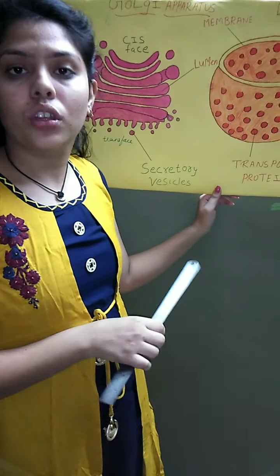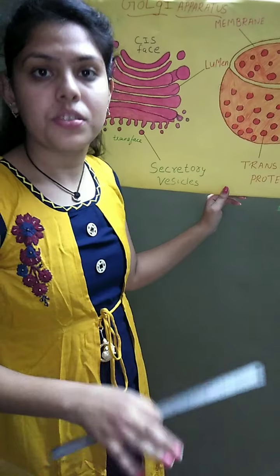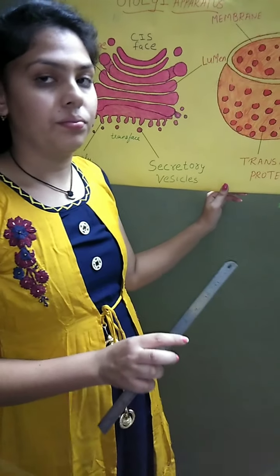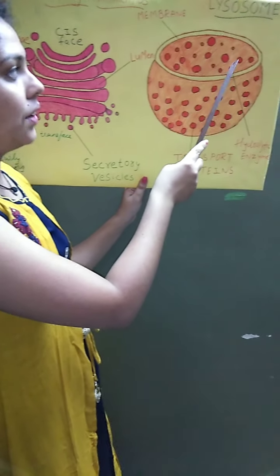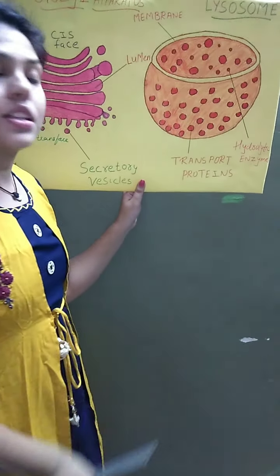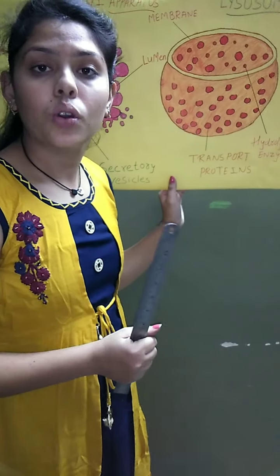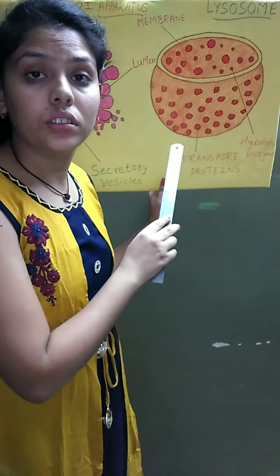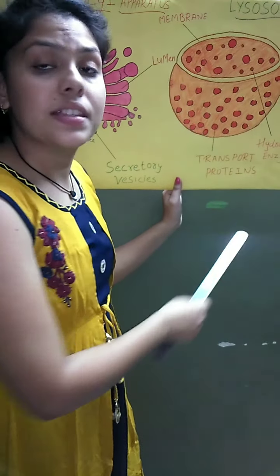They are actually removing the waste substance from the cell. You can see this is the membrane, this is the hydrolytic enzyme, and this is the transport protein. Lysosomes are basically closed sac-like structures, as shown in the figure, with digestive enzymes inside the cell.